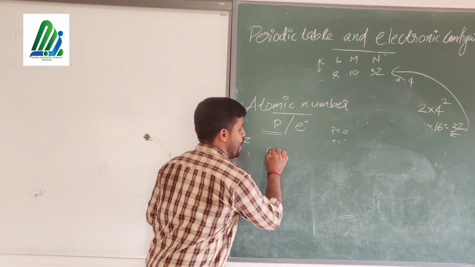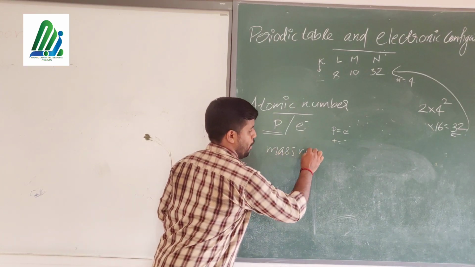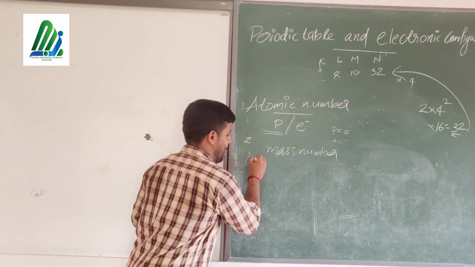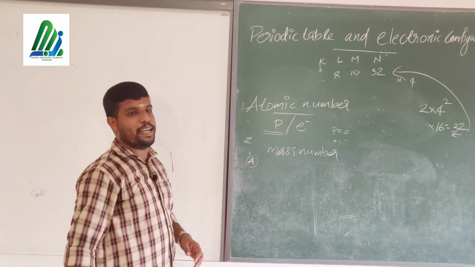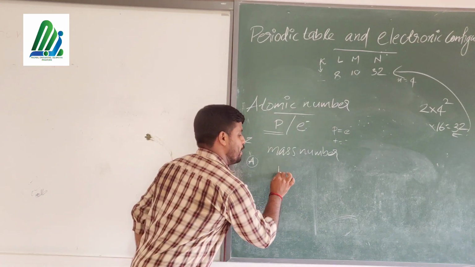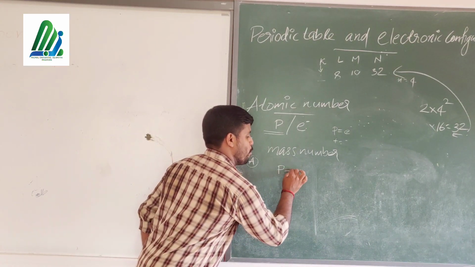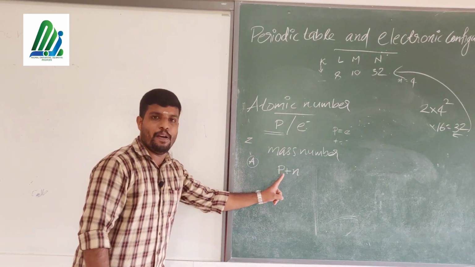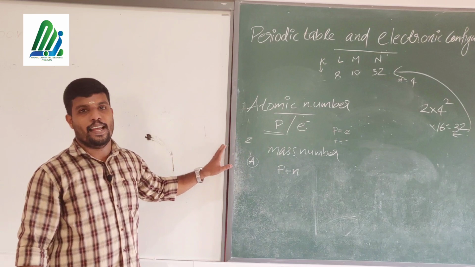The next one is mass number. The mass number is represented by the letter A. And what is mass number? Mass number is the total number of protons and neutrons in an atom.